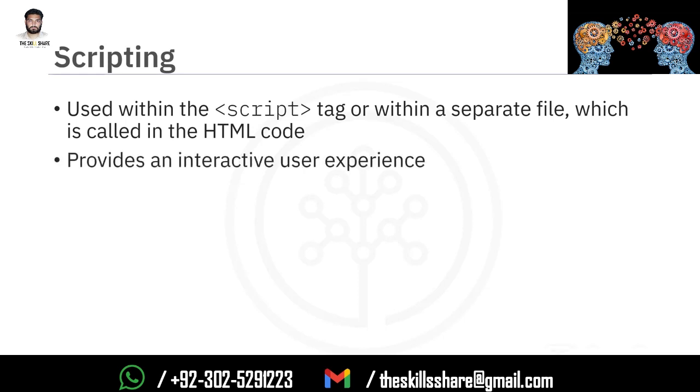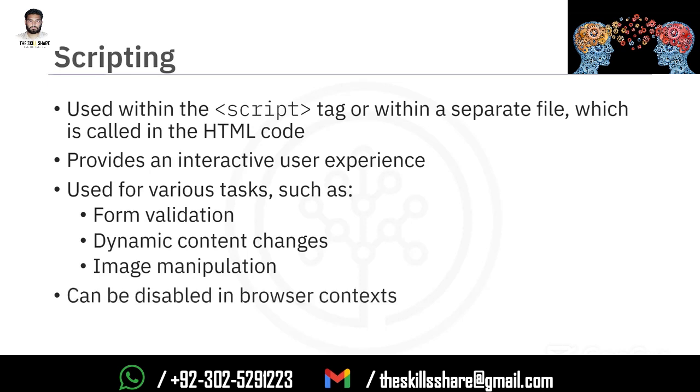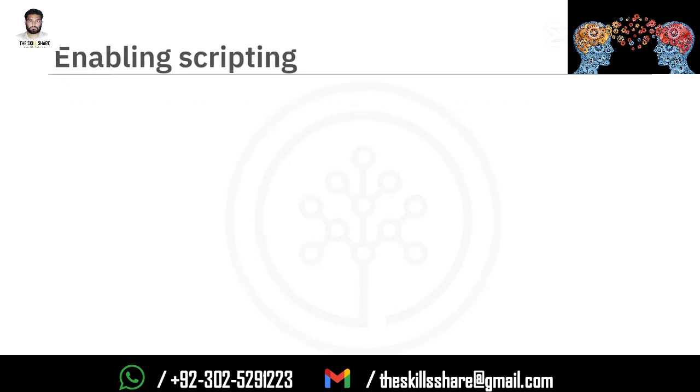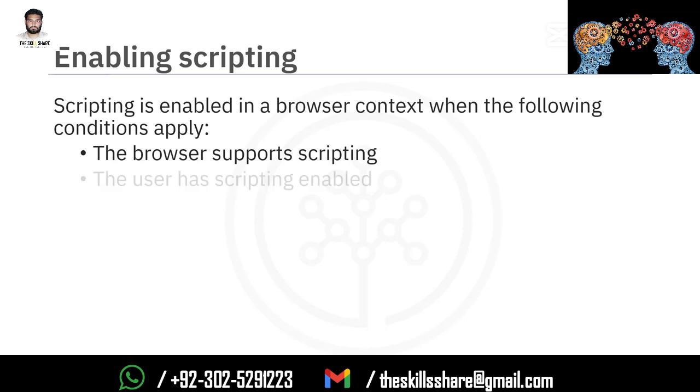Scripting provides a more interactive user experience when browsing websites. It can be used for various tasks such as form validation, dynamically changing the content of a website, and manipulating images. Since scripting can be turned off, the recommendation is to use scripting but not to rely on it. Scripting is enabled for a browser context when the conditions shown on the slide are true: the browser in use supports scripting, and the user has scripting enabled.